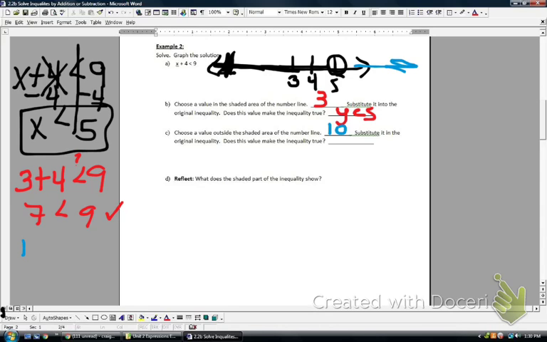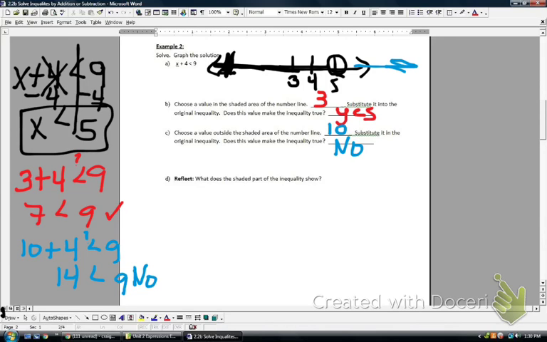So x is no longer x. X is 10. I have 10 plus 4 is less than 9, question mark. 10 plus 4 is 14. 14 is less than 9. No, that's not true. Does this value make the inequality true? No. So what does the shaded part of the inequality show?